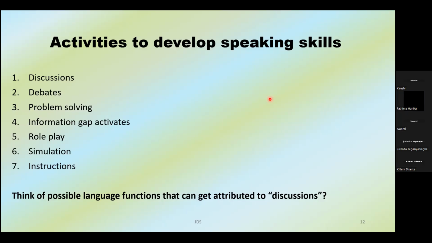Interrupting functions. Interrupting. Greeting, okay. Greeting. Suggestions, right? In a discussion, you have to suggest something. You have to put forward your own suggestion. What else? When you suggest something, along with your suggestion, what should you be able to do?